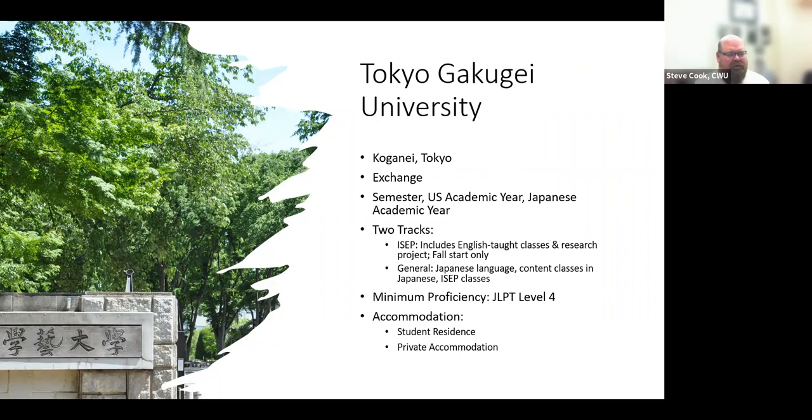Similarly, their accommodations are student residence and private accommodation. We have not yet sent a student there because of the pandemic. We concluded the agreement right before the pandemic started. So our first student on this is set to go this coming April.